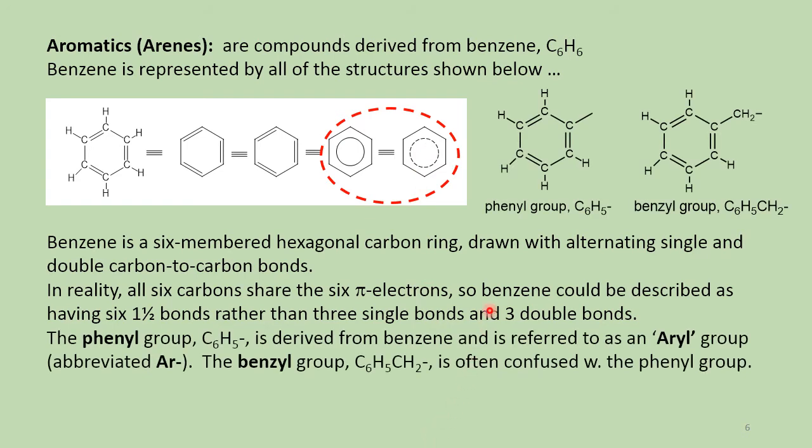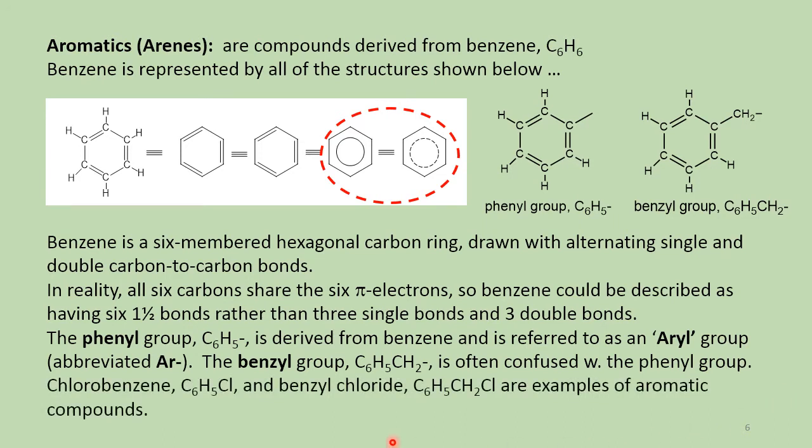Here we have a phenyl group, C6H5 something. That is referred to as an aryl group, sometimes abbreviated Ar when bonded. Now the benzyl group, C6H5CH2, is also shown here, and it's often confused with the phenyl group. They differ by this methylene group, so try and keep them separate. Chlorobenzene, C6H5Cl, put a chlorine on here, and benzyl chloride, C6H5CH2Cl, put a chloride on here, are examples of aromatic compounds.